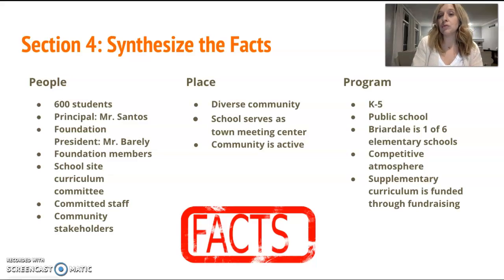The school is a kindergarten through 5th grade school. It is a public school, which means it receives public funding. Briardale, again, is one of the 6 elementary schools. There's a very competitive atmosphere amongst the district, as I mentioned earlier. And the funding for the supplementary curriculum is not clear to everyone, but it is all funded through fundraising that is completed by the foundations.